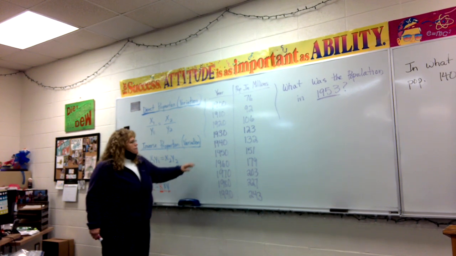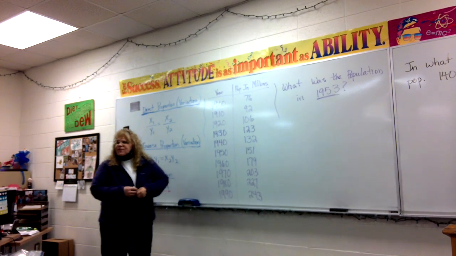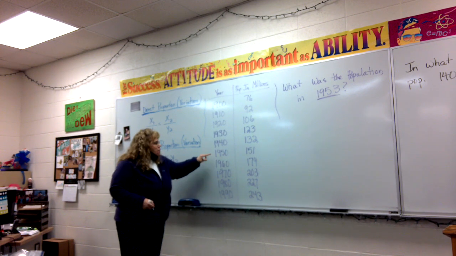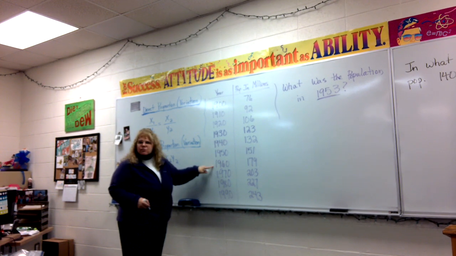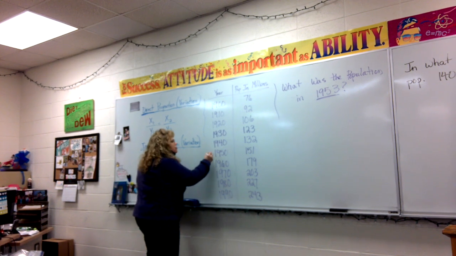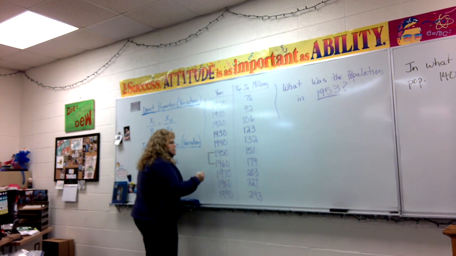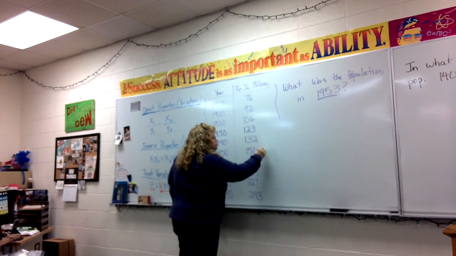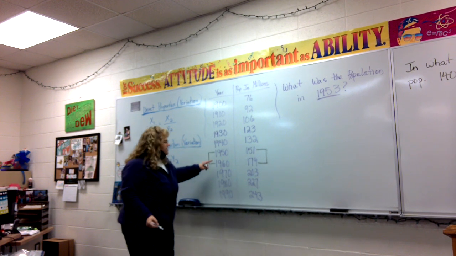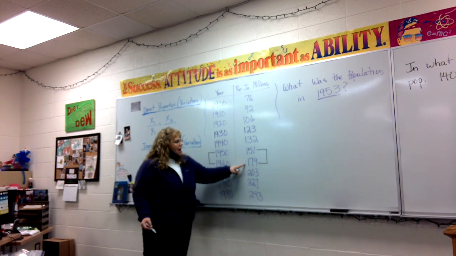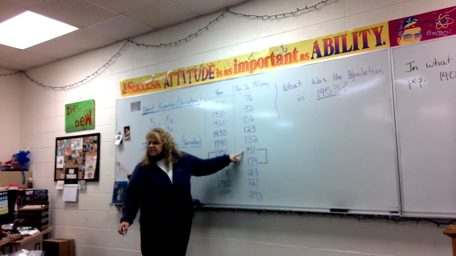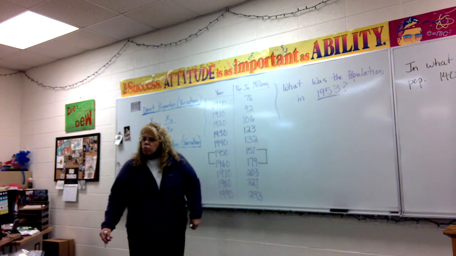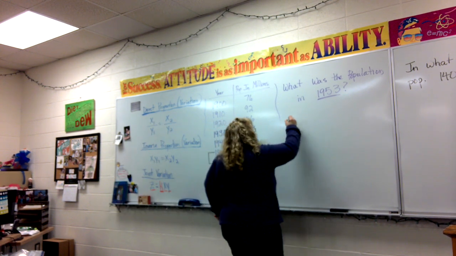Well, what happens if I want to know the population in 1953? I don't have 53, but I'm going to use values on either side. So would you agree that 1953 is somewhere in there? So right off the bat, you could probably predict that in 1953, the population is going to be somewhere between 151 million and 179 million. Would you agree?